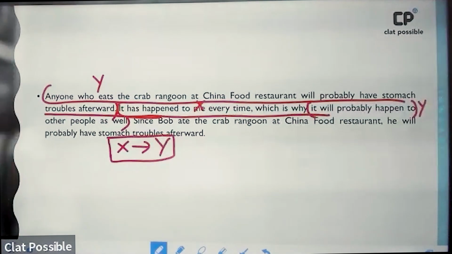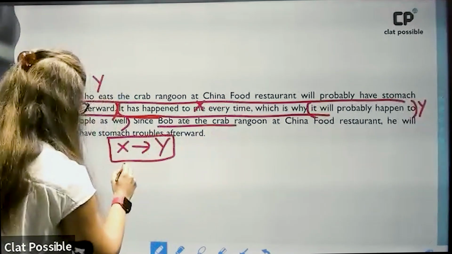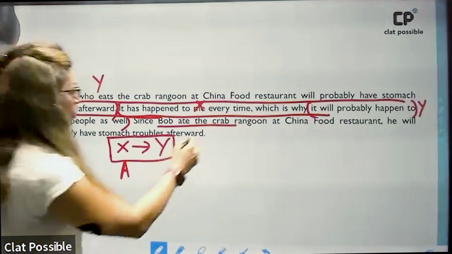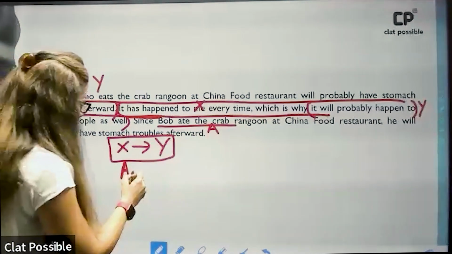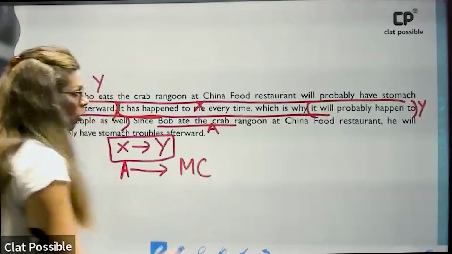This is the general principle. Now, within the general principle, A has happened. A is Bob ate the crab. This is direct evidence. This direct evidence is leading to the main conclusion here on Bob.